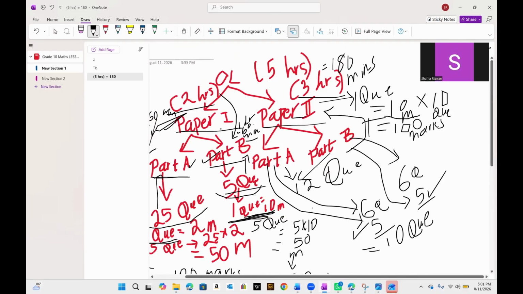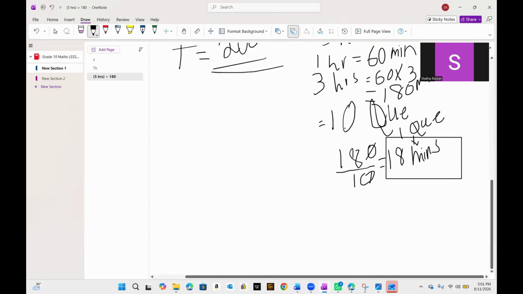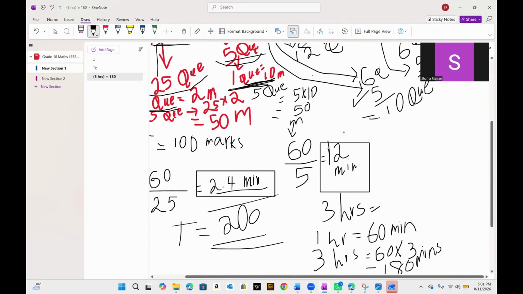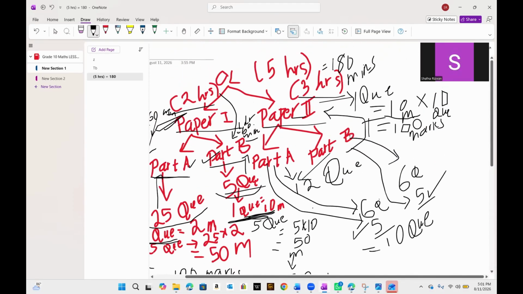And when it comes to the time in paper 2, for part A and part B together, you have to do 10 questions. So for one question, you have to take around how much time? 18 minutes. If you follow this properly when you are doing the paper, then you won't be at a loss. Okay, so always make sure to follow this.